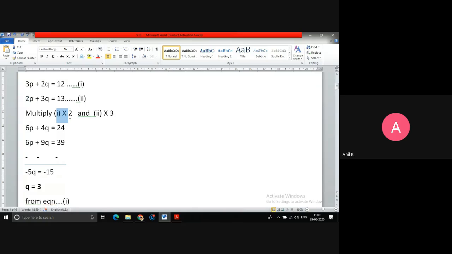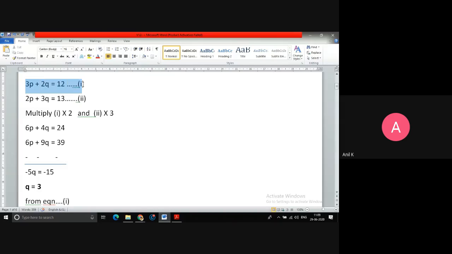So you have to decide which number equation 1 has to be multiplied with, and which number equation 2 has to be multiplied with. Maybe you're feeling the difficulty there. You can multiply with maybe 4, 4 times 3 is 12 here. You can multiply this with 6, 6 times 2 is 12. That also you can do. Or maybe you can multiply this with 8, 8 times 3 is 24. You can multiply this with 12, 12 times 2 is 24. It's up to you which constant you multiply. Your answer is going to be the same. So here I decided to multiply equation 1 with 2, and equation 2 with 3.